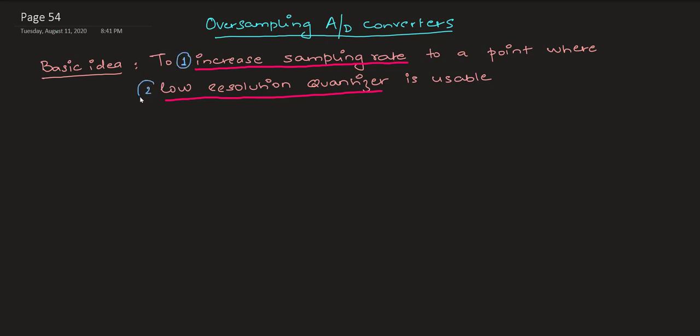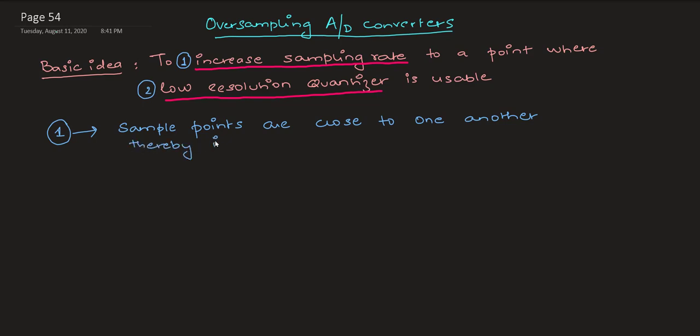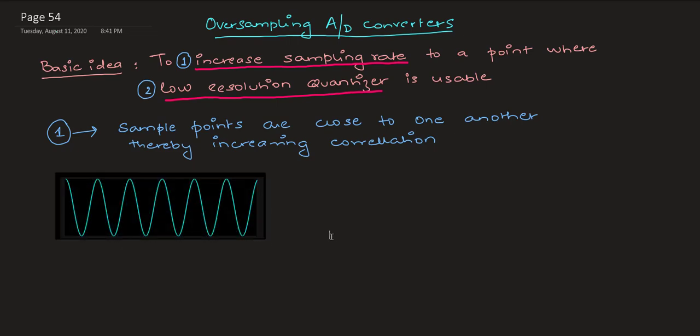So what an oversampling A to D converter means is it must have two features. The first one is it must have a sampling rate which is much larger than your Nyquist rate, and it must also use a very low resolution quantizer. So whenever we are talking about oversampling A to D converters, these 2 points must be satisfied. And why? Because these are also directly linked.